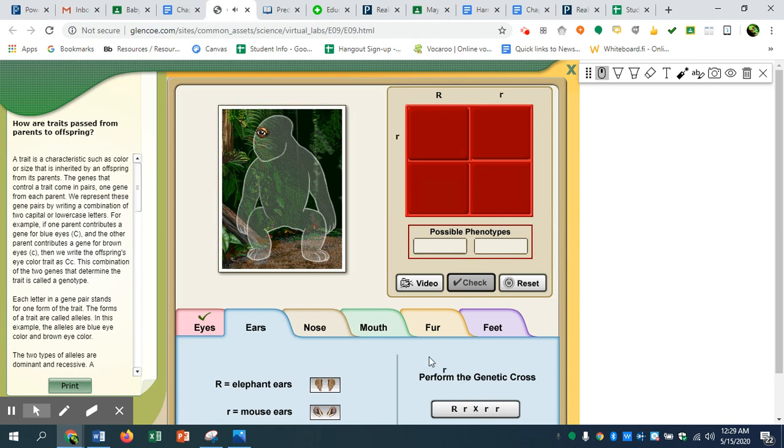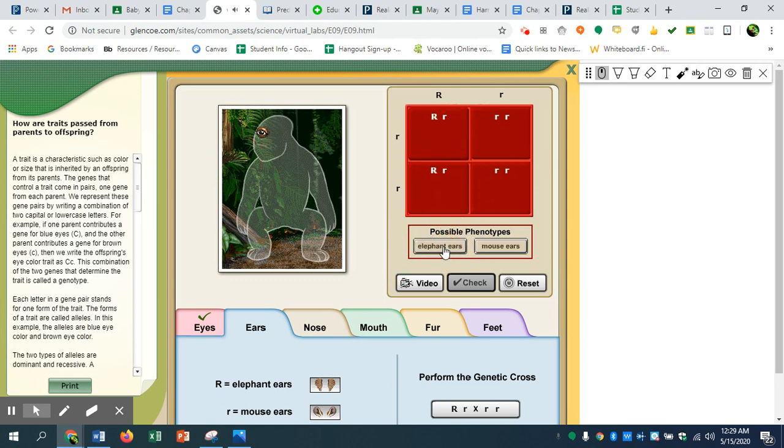I'm not going to do all of them. I want you guys to have fun with this. It does the cross for you. And then you have to make sure you take a look. Capital R means elephant ears. Lowercase r means mouse ears. So put this into the correct box.